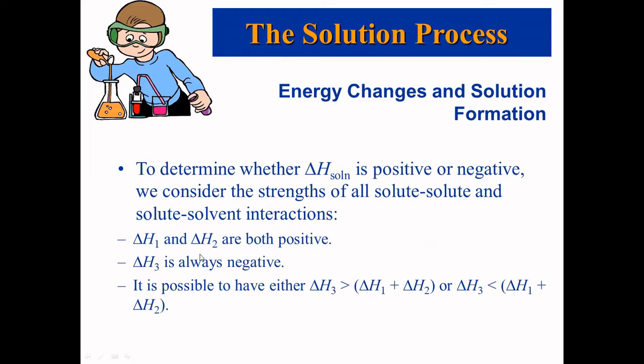So since delta H1 and delta H2 are needed, they are positive, whereas delta H3 is the energy that is being released, so it is negative. It's possible to have a delta H3 which is bigger than the sum of delta H1 and delta H2, which will result in a negative delta H of solution. Now, if delta H3 is less than the sum of delta H1 and delta H2, then you will have a delta H of solution which is positive. It's as simple as that.